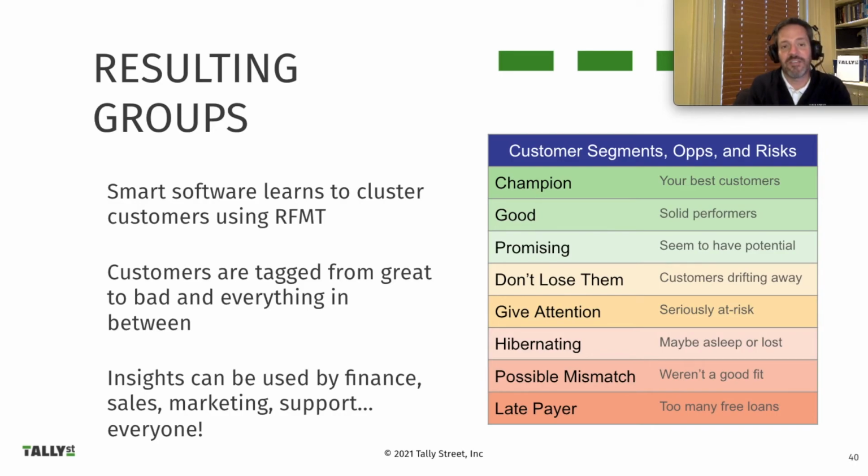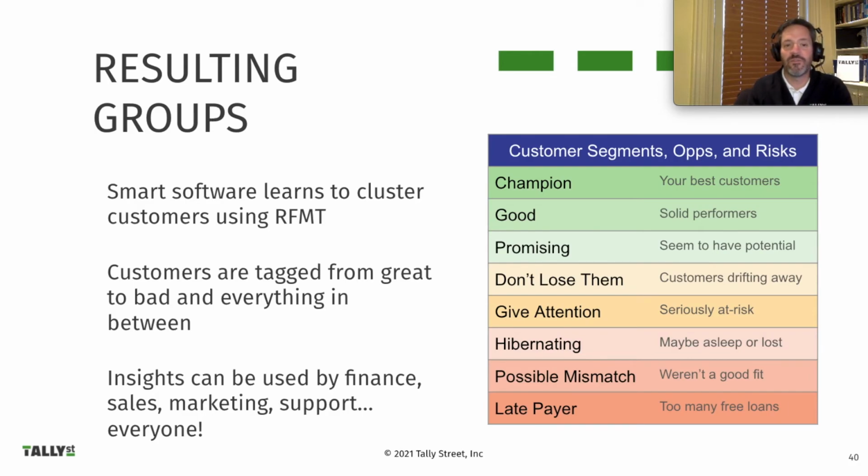A segment like champions will be those who have probably been customers for a fairly long amount of time. They've spent a lot of money, they buy frequently, and they pay well. Promising customers might be newer customers who are on a good path, a good trajectory, and hopefully will become good or champion customers over time.